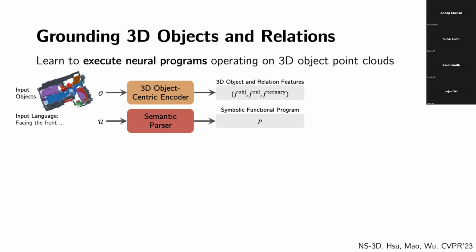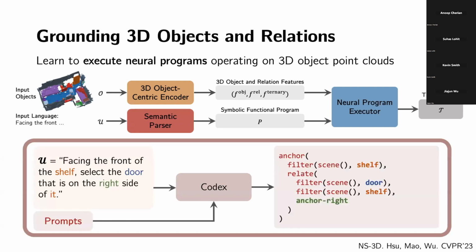Now the input is no longer an image, but some sort of point cloud. So you have an input point cloud, and you want to reason about objects and their relations, and then you can have structured representations, symbolic programs for the questions, and then you can execute the programs to do referential grounding. If I give you a scene and ask you, here you have to really take into consideration where the viewpoint is. So facing the front of the shelf, where is the viewpoint of the camera, and then you want to select the door that is on the right side of it. So how could you extend the system from 2D images to 3D point clouds to do these kinds of grounding, but also later question answering on 3D scenes.